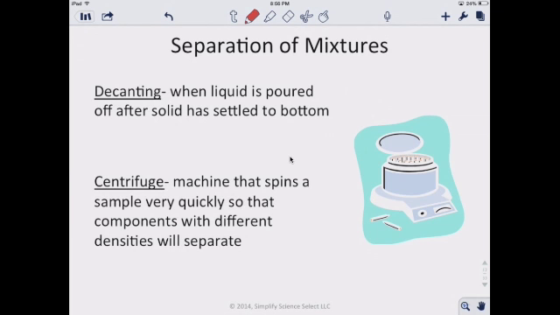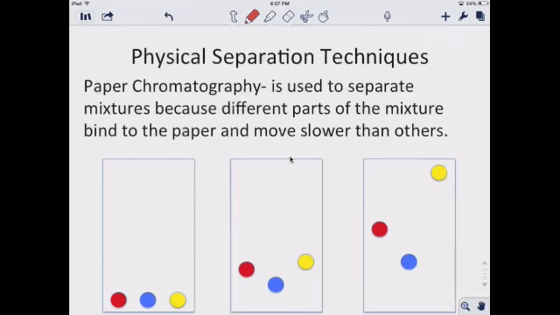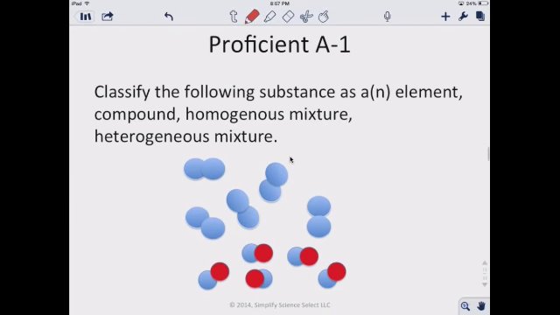And then a centrifuge. If you've ever watched CSI or anything like that, you've probably seen a centrifuge. It's when they spin the substance around really, really quick, so that the components with different densities separate out. And one that you might have seen is paper chromatography, where you can do this with ink. You put ink on the bottom of the paper and set the paper in a liquid. The liquid will flow up through the paper, and the different particles will separate out on the paper. That's paper chromatography.